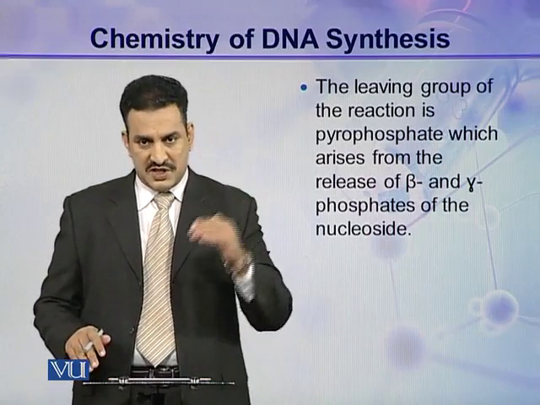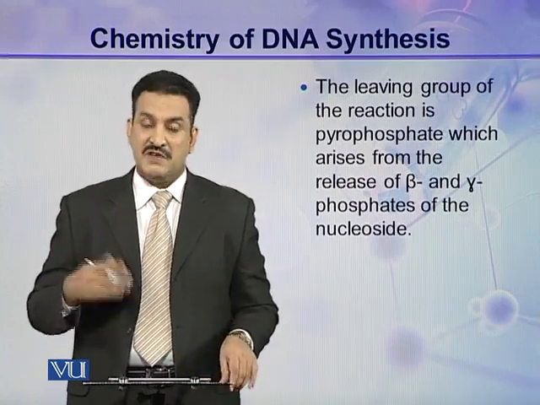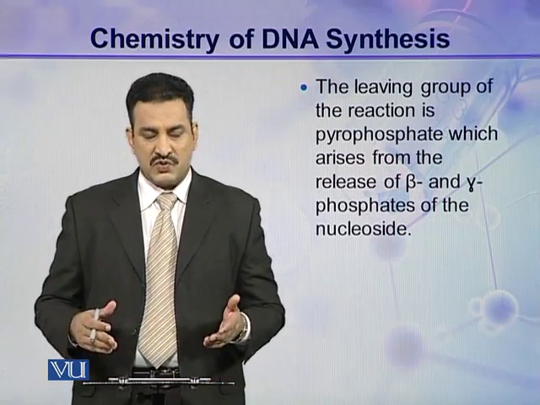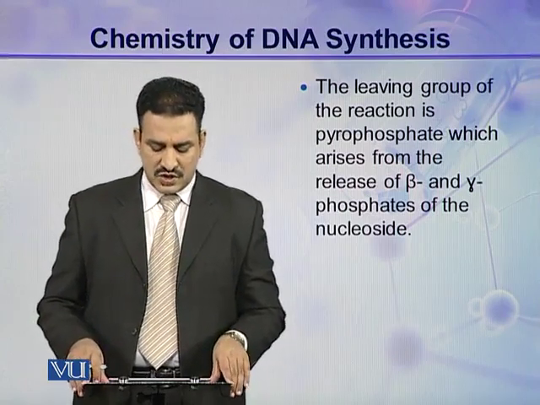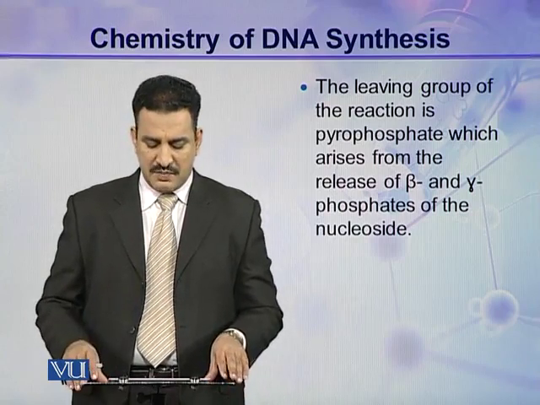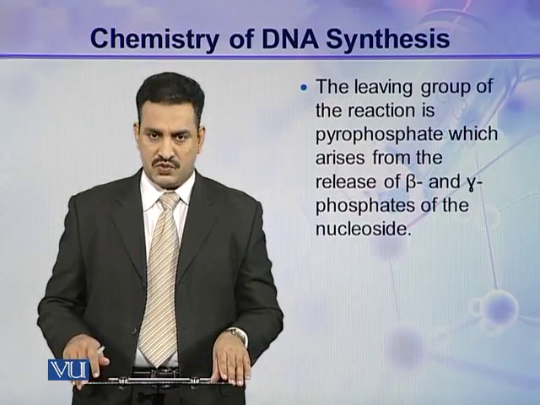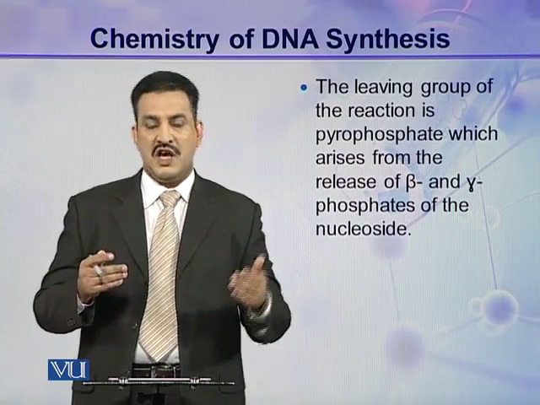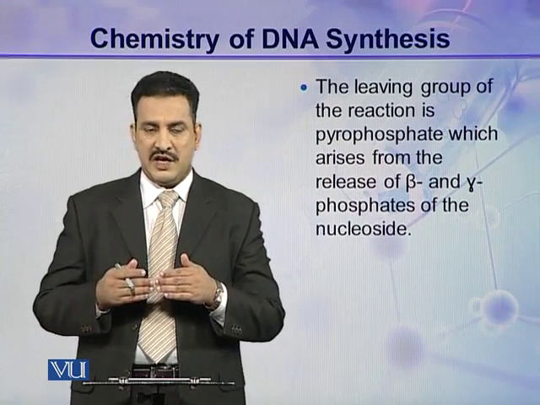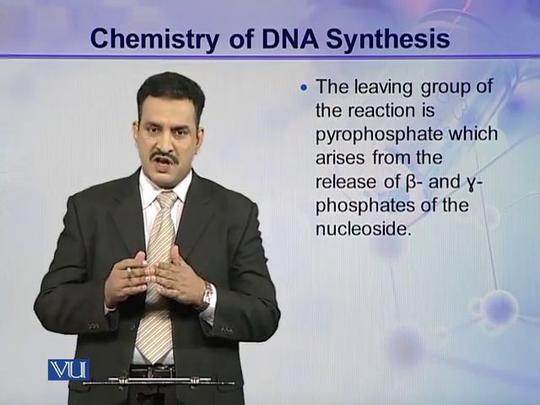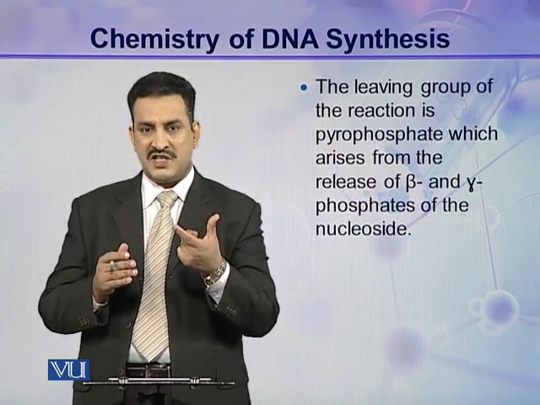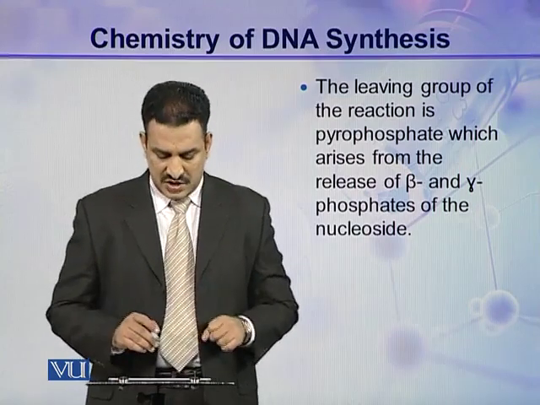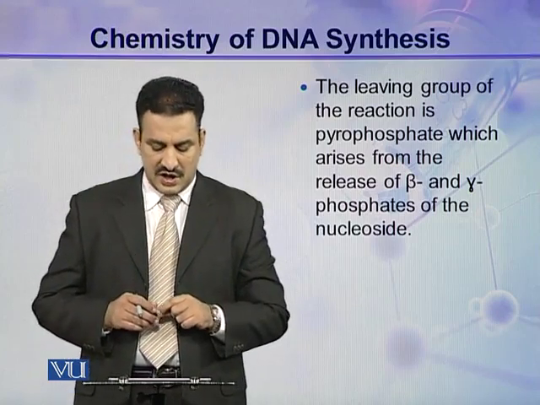After this attack, one group leaves the reaction, and the leaving group is pyrophosphate. So what is pyrophosphate? Pyrophosphate arises from the release of the beta and gamma phosphates of the nucleoside triphosphate. As you saw, the 3' OH attacked the alpha phosphoryl bond. As a result of this attack, that bond was broken, and the two phosphate groups, the beta and gamma phosphate groups, are released, and these two phosphates are called pyrophosphate.